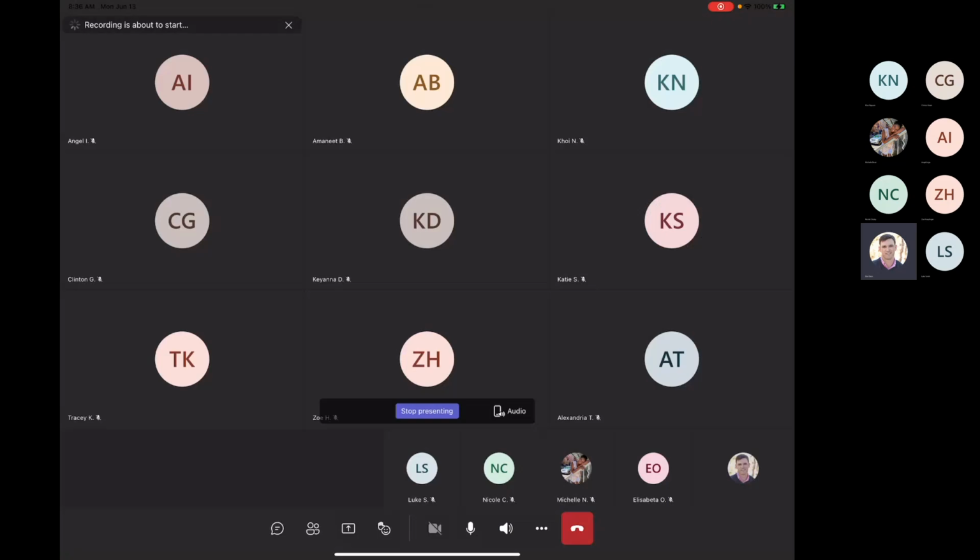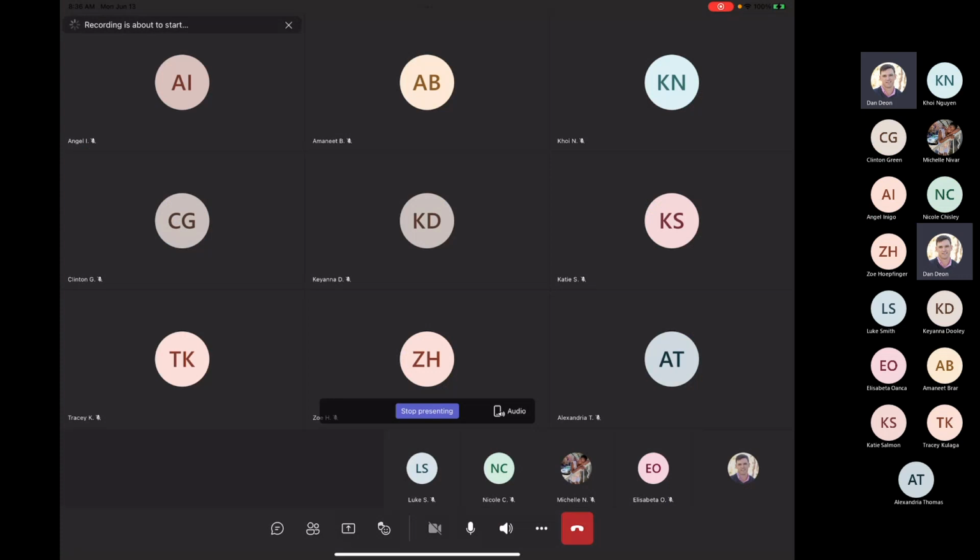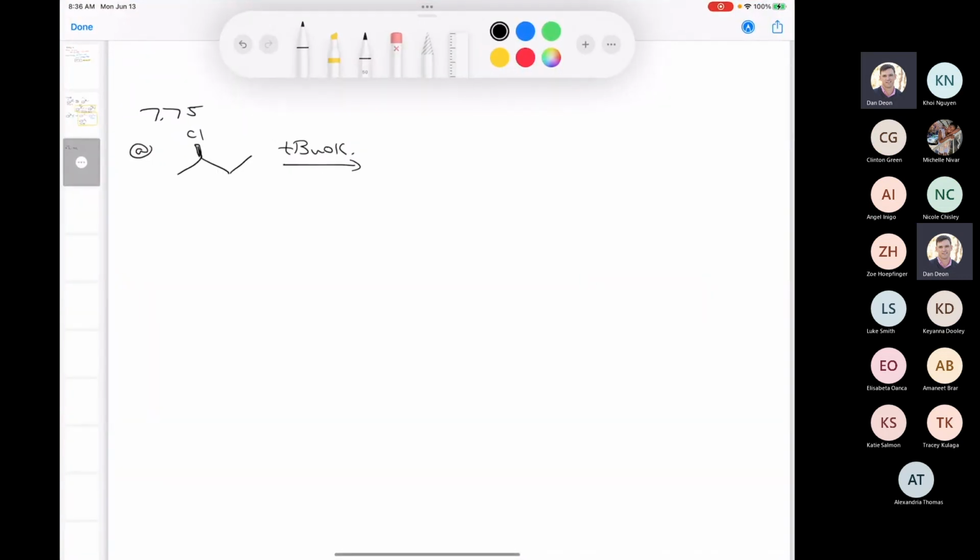and trying a bunch of practice problems. Maybe not that relaxing, but enjoyable. Okay, so let's take a look at some practice problems.